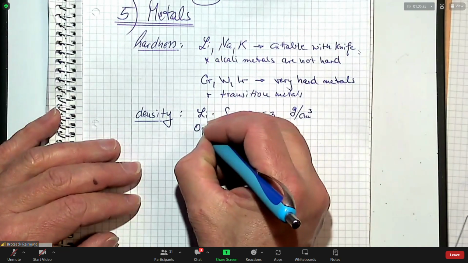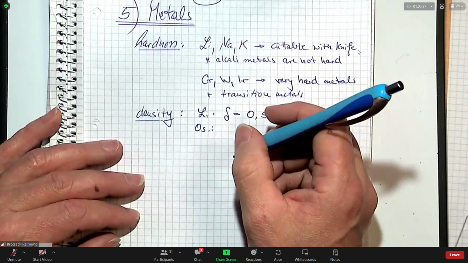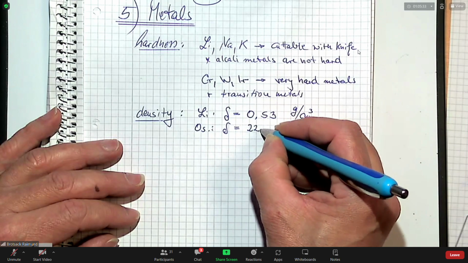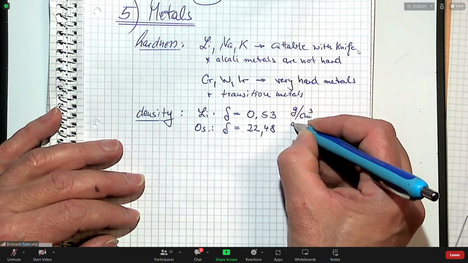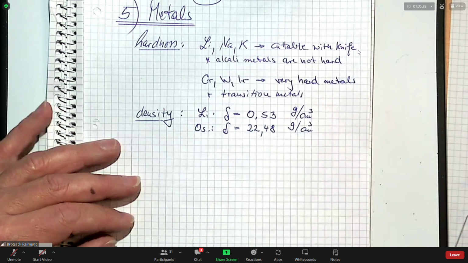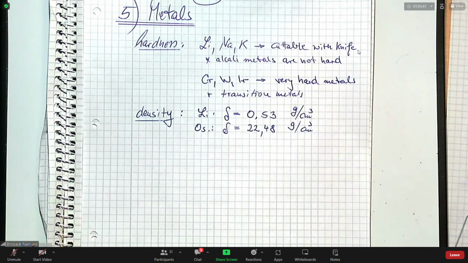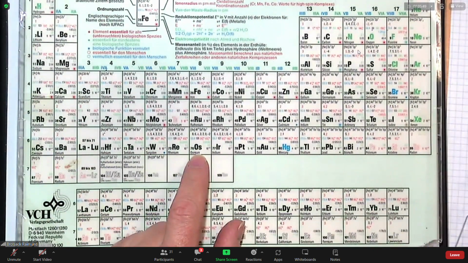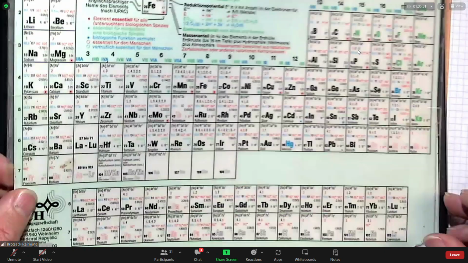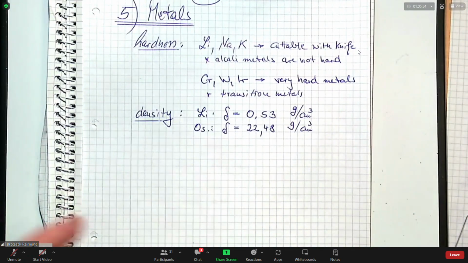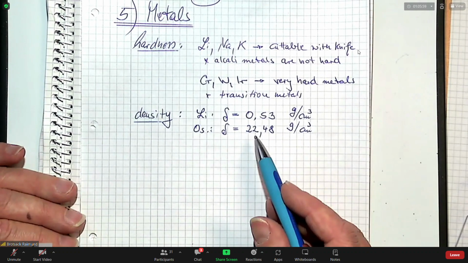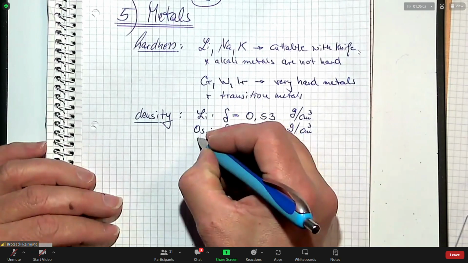Osmium, for example, it is quite hard. Here we have a density of 22.48 gram per cubic centimeter. So there is a big difference between those two elements, and osmium is even in the area of transition metals. So this is a very dense material, so it means per volume it is quite heavy, has a high mass per volume.